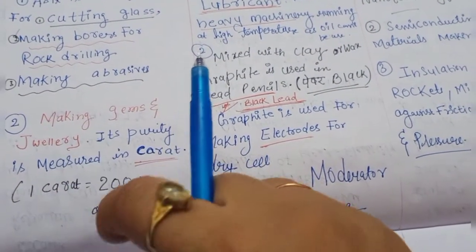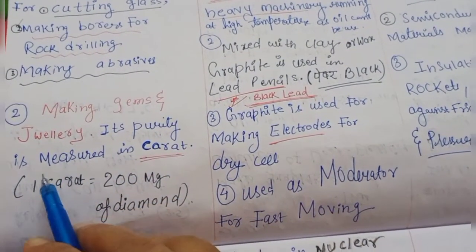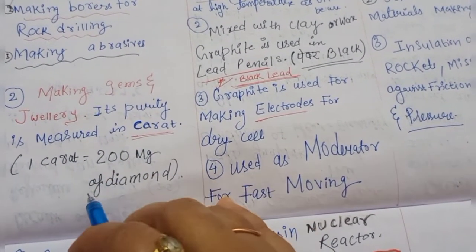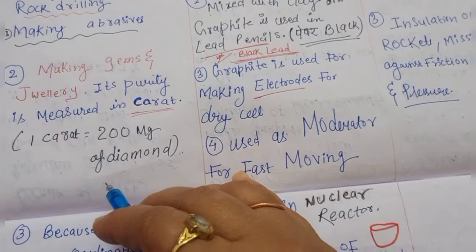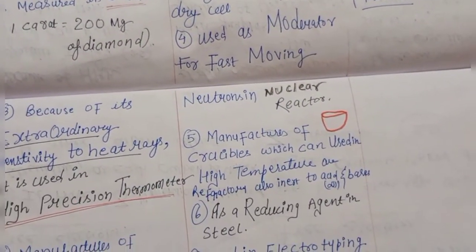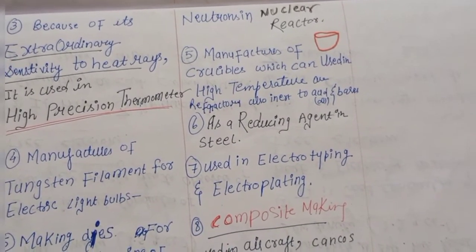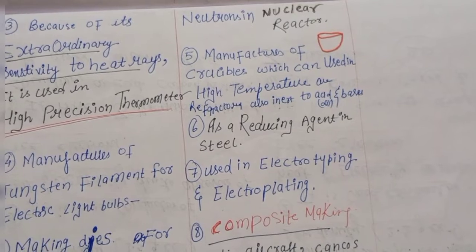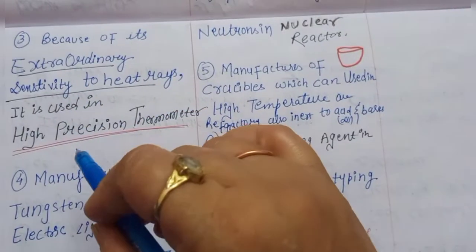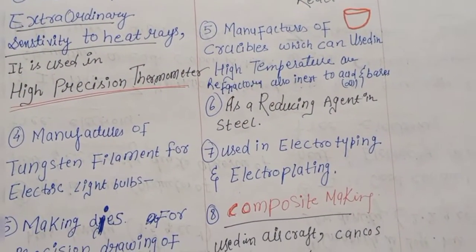You have seen, diamond is used for making jewelry, rings and ornaments. And what is the measurement? We say that 1 carat is equal to 200 milligrams of diamond. If it is a 1 carat diamond, it has 200 milligrams of diamond. Because of its extraordinary sensitivity to heat rays, it is used in high precision thermometers. Where high accuracy is needed, we will use our diamond.